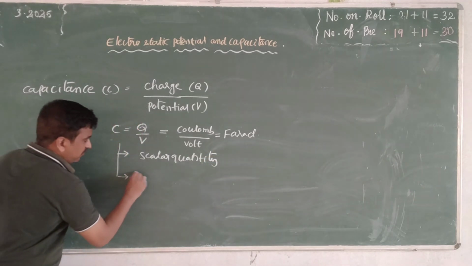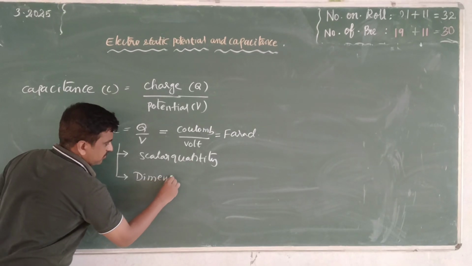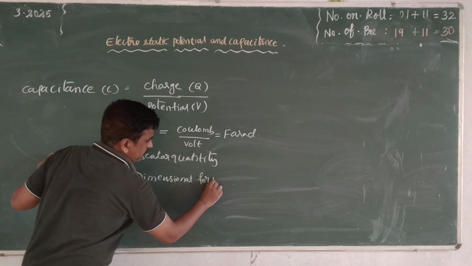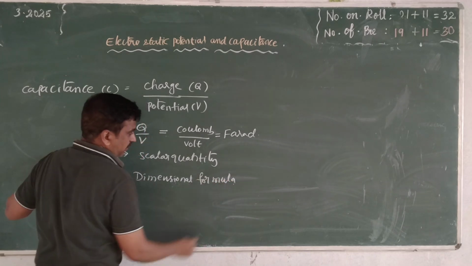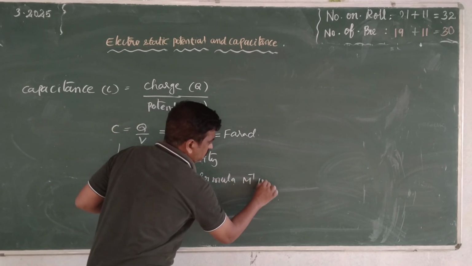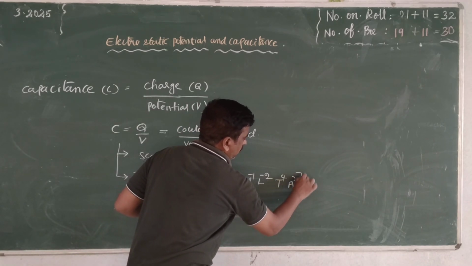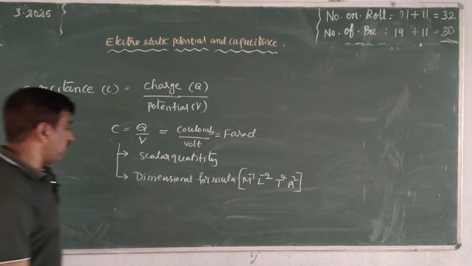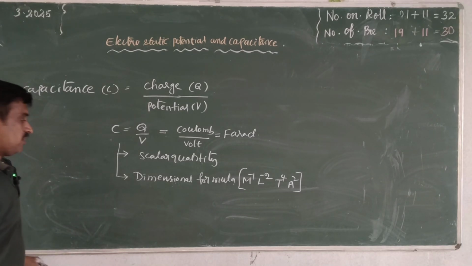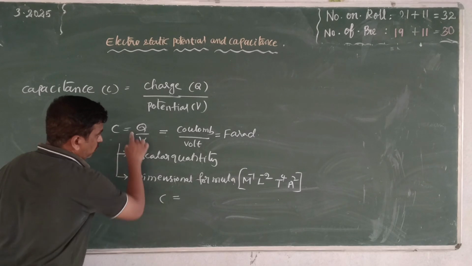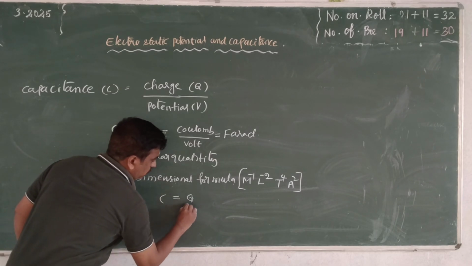Its dimensional formula is M power minus 1 L power minus 2 T power 4 A power 2. It is the dimensional formula of capacitance. See, how do we write it now? The dimensional formula of C equals what? Q by V.